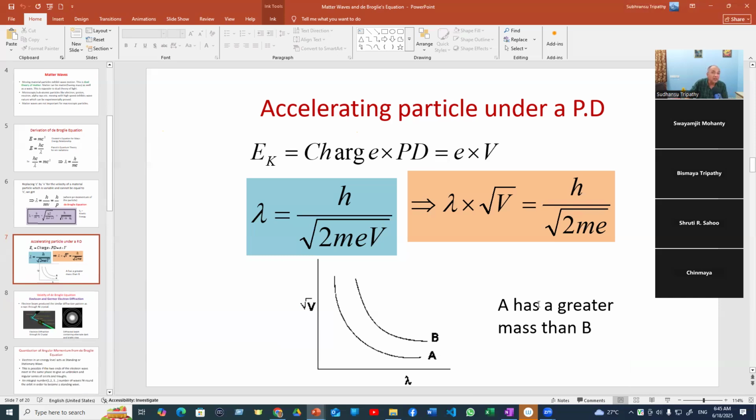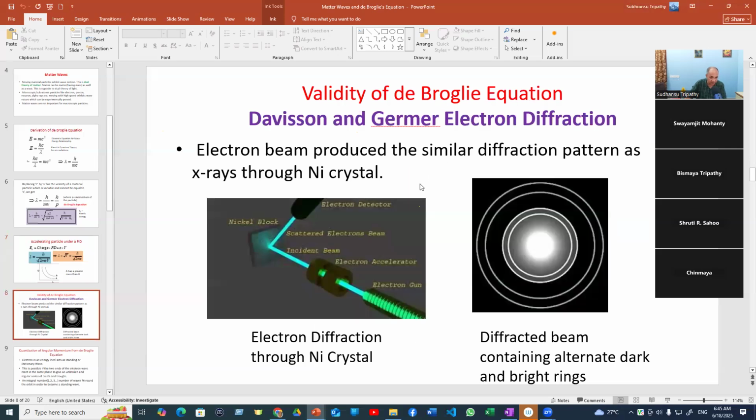And these are the two graphs for two different particles with different masses. You can mathematically see that the graph which is lying below will have a greater mass, because mass is in the denominator here, and the graph which is above corresponds to the material particle having lower mass. So you have to write all these things.